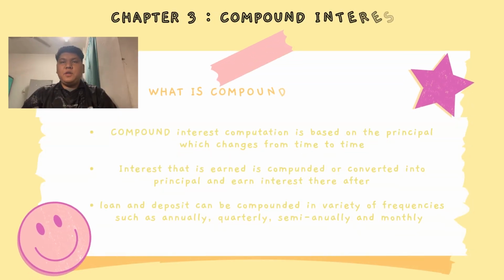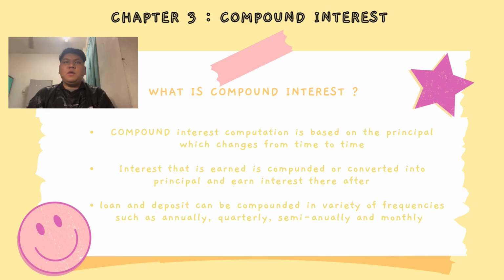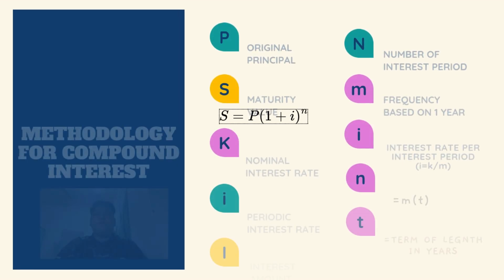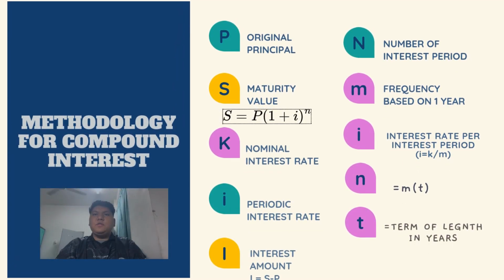Let's go. Chapter 3, Compound Interest. What is compound interest? Compound interest computation is based on the principle which changes from time to time. Interest that is earned is compounded or converted into a principal and earned interest thereafter. Loan and deposit can be compounded in a variety of frequencies such as annually, quarterly, semi-annual and monthly. There are several methodologies for compound interest.